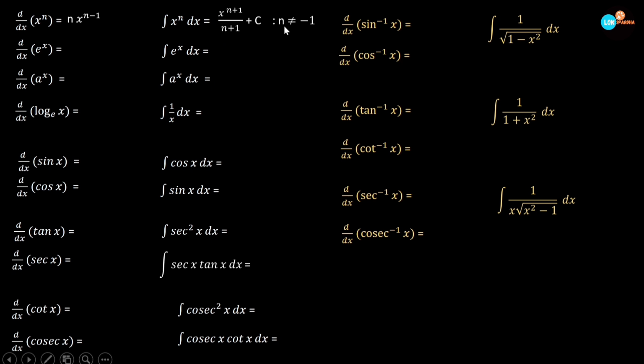But an important condition is that n should not be equal to minus 1. If n is equal to minus 1, then it becomes x to the power minus 1. In that case we have to use the log x formula, the integral of 1 by x, because if you put n equal to minus 1 here, the complete term will vanish. That is why n should not be equal to minus 1. Now let us solve some problems based on these two sets of formulas so that we can understand even better.